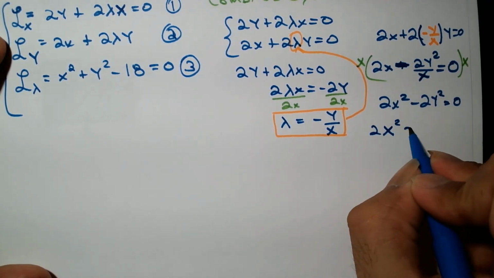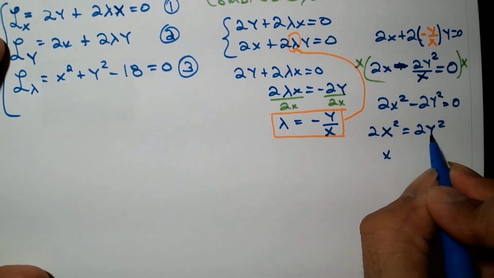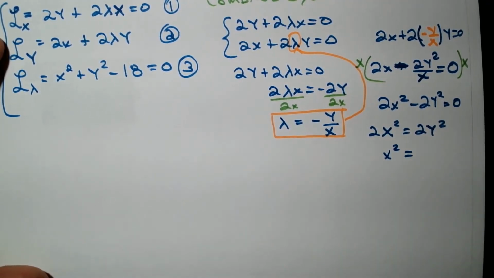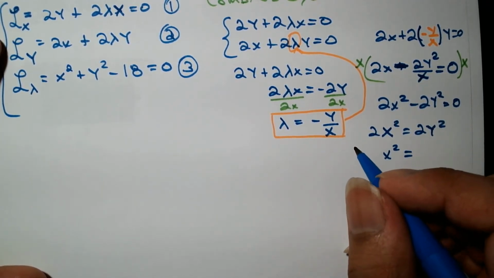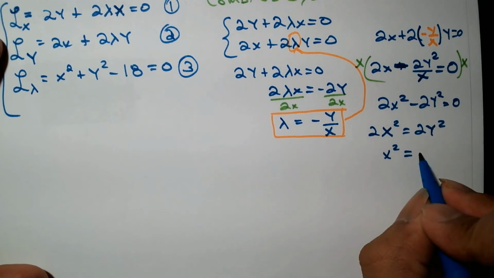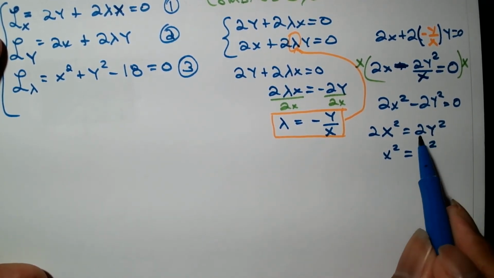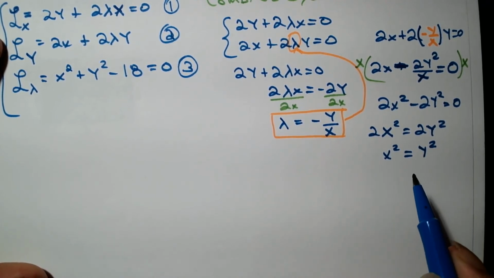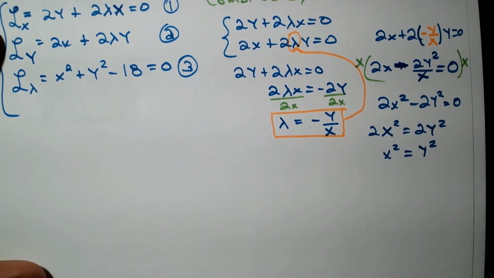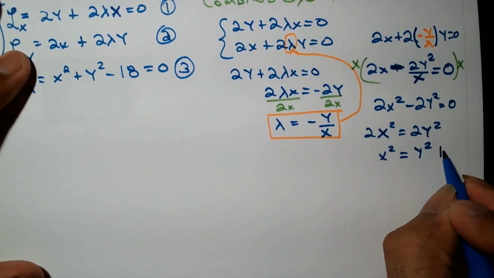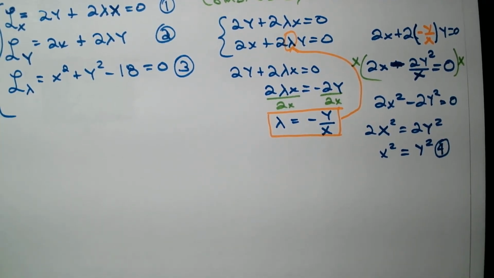So 2x squared equals 2y squared. And then dividing both sides by 2, we get x squared equals y squared. So for a second, let's leave it. I know what you're thinking. You might want to take the square root on both sides. Yes, we're going to do that in a minute or so. But in the meantime, let me call this equation 4.